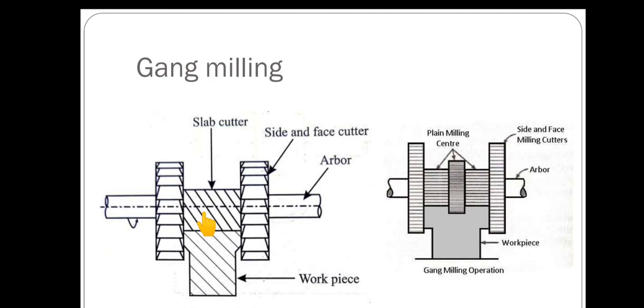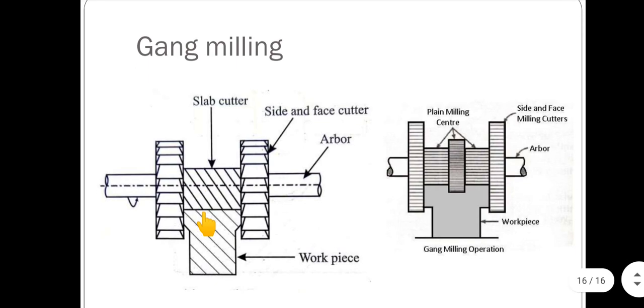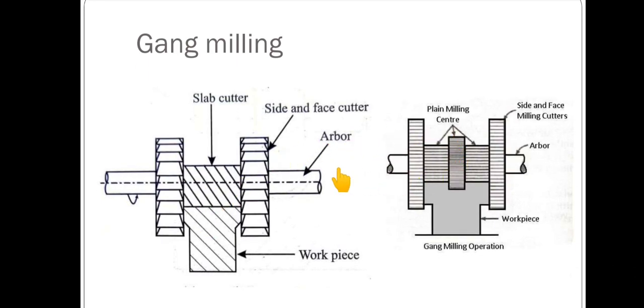There are several shapes we can get. Here is the simple shape. I have taken two diagrams. One you can see is a slab cutter and these two are side and face cutters. Which operations are we doing here? One is slab cutting and the other is side and face cutting. So in a single run I am doing two operations: one is side cutting and the other is plane cutting. So this is called gang milling.